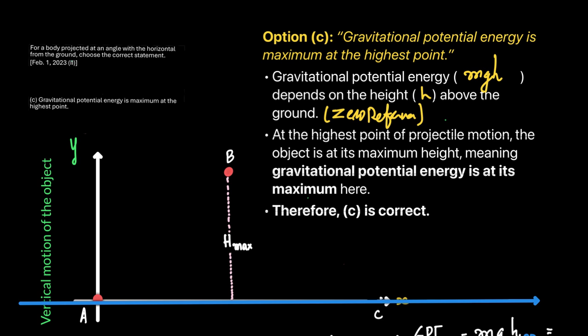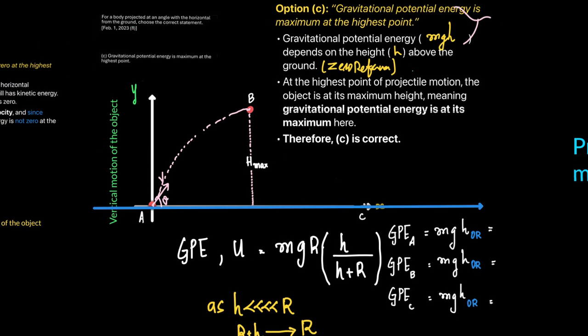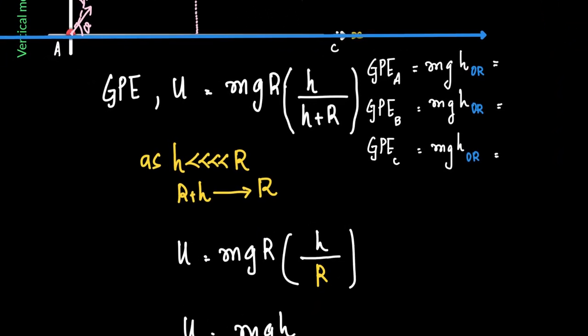Now, at highest point of projectile motion, the object is at its maximum height. So when the object is projected from A at an angle theta with velocity v, it will travel like this, and slowly it will come to this maximum height B, right? And at the highest point, at B, the object is at its maximum height, meaning the gravitational potential energy is also at its maximum, this point. Therefore, C is correct. Now, let us try to connect the chapter gravitation and work energy power here.